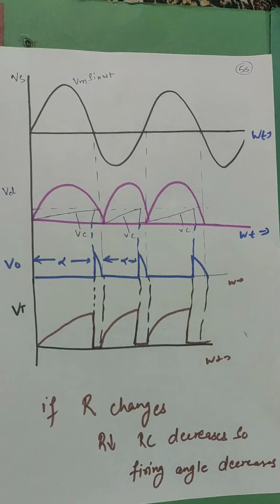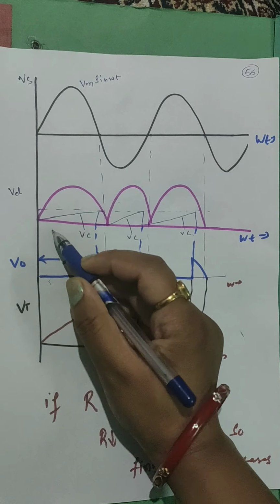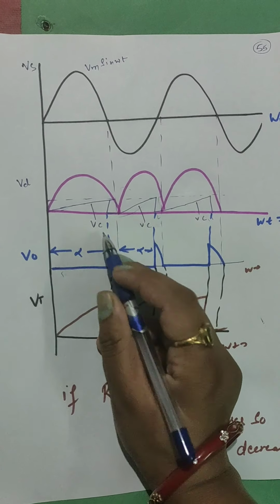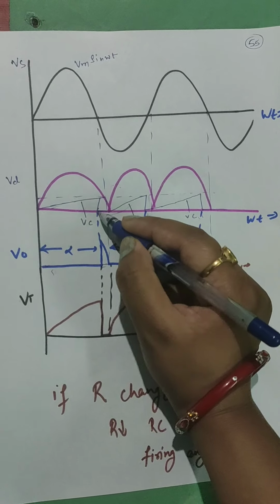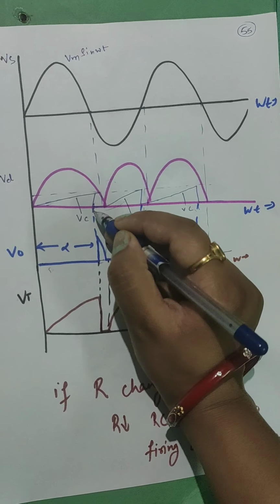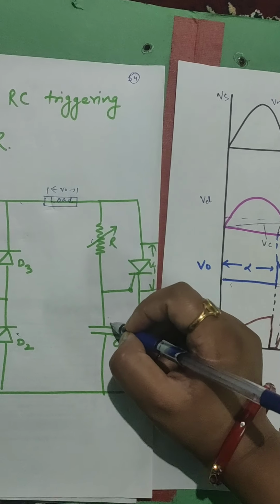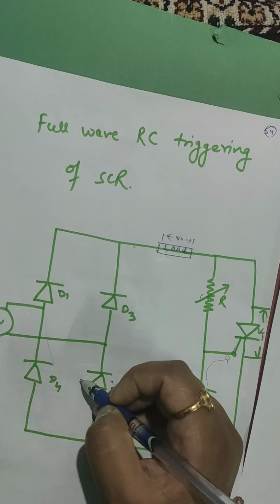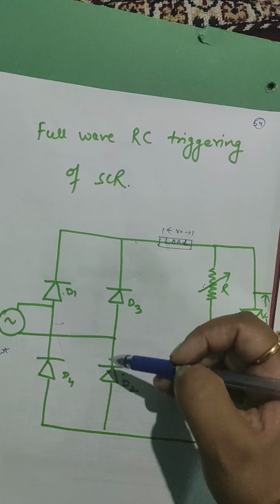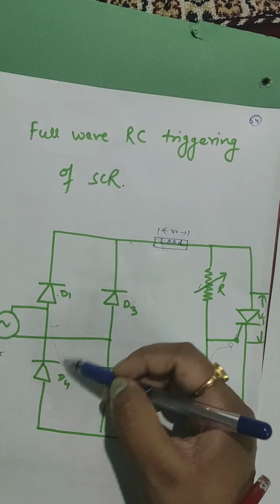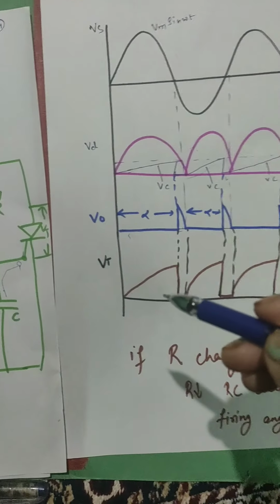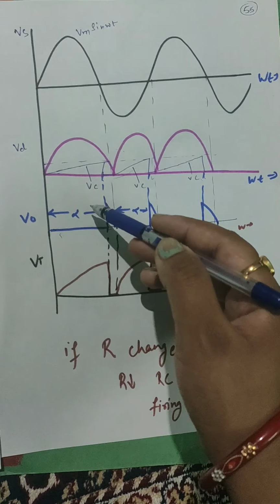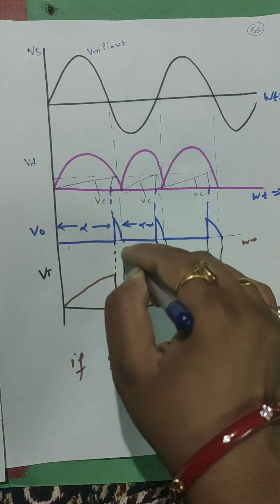V0 is the capacitor charging and discharging. V0 depends on the firing angle, where the capacitor starts discharging through the thyristor. For the positive half cycle D1 and D2 work, and for the negative half cycle D3 and D4 work. So we get the output through the firing angle.